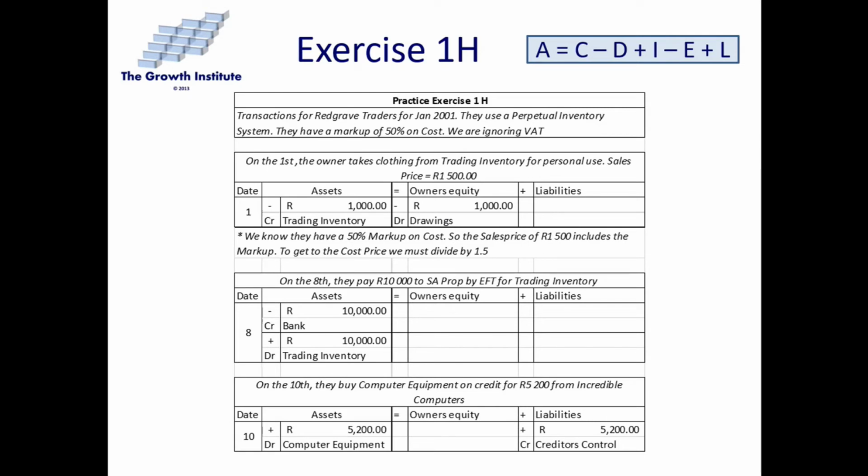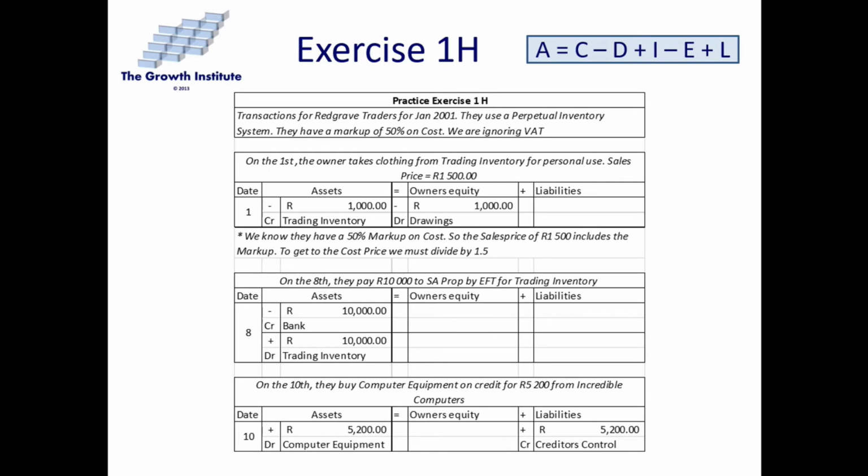So here's what they say. It says transactions for Redgrave traces for January 2001. They use a perpetual inventory system. They have a markup of 50% on cost, and we are ignoring VAT.